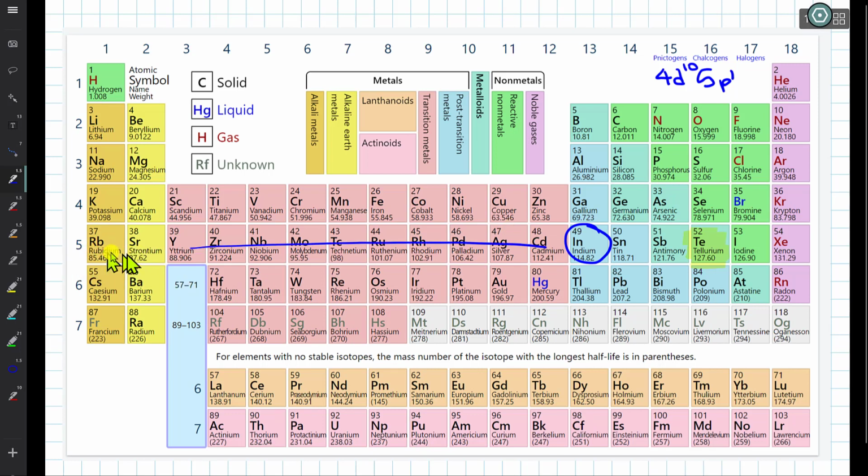So then this is 5s2, and then brackets around Kr. And so that would be the electron configuration of indium.